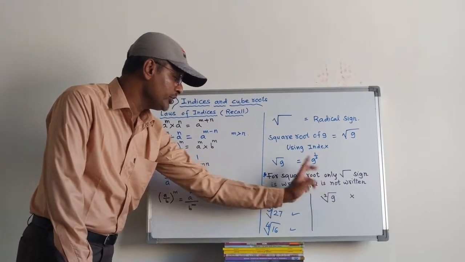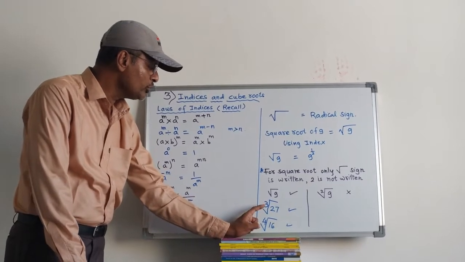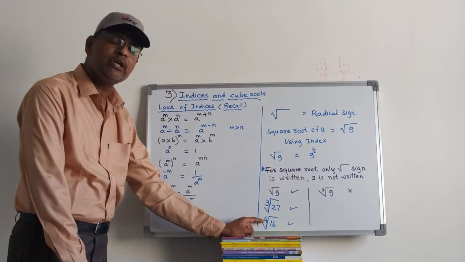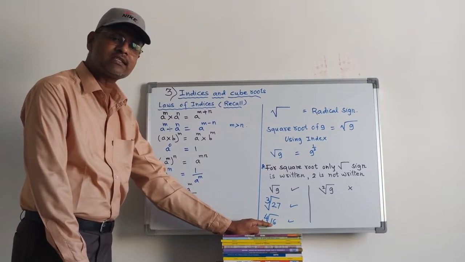2 is not written. But if it is cube root, you have to write 3 here. So it is cube root of 27. This will be 4th root of 16.